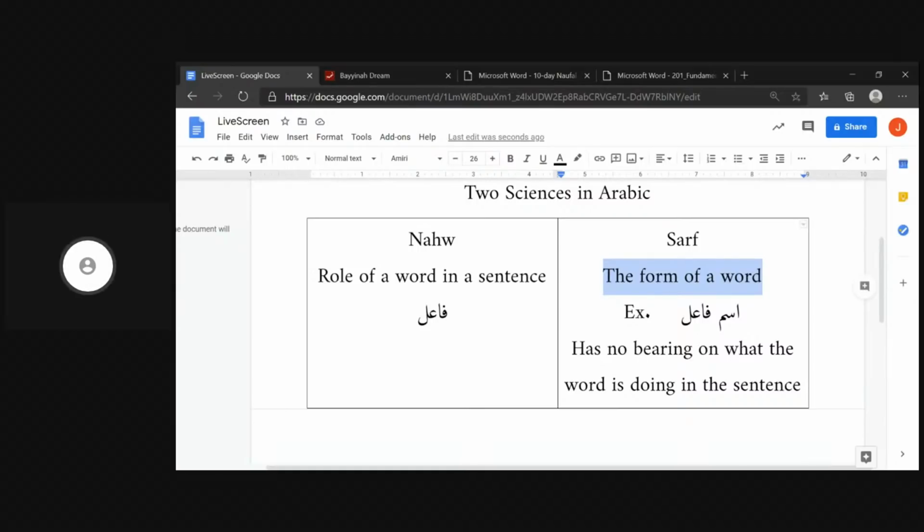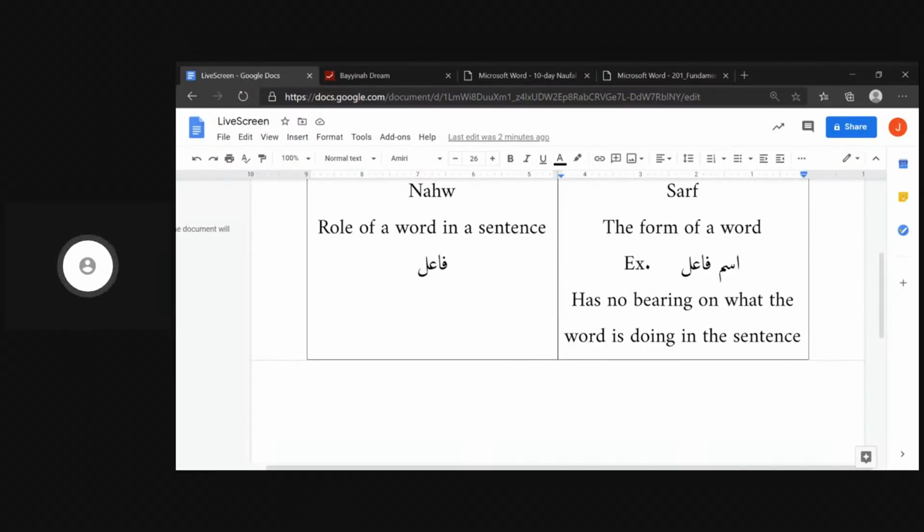Okay? So again, Nahu: vocabulary, the role of the word in the sentence. Sarf is the form of the word itself. So fa'il is a role, while ism fa'il is a form, like present tense, past tense, masdar, ism fa'il, ism maf'ul, fi'il amr, fi'il nahi. These are all forms. They have no bearing on what's happening in the sentence.